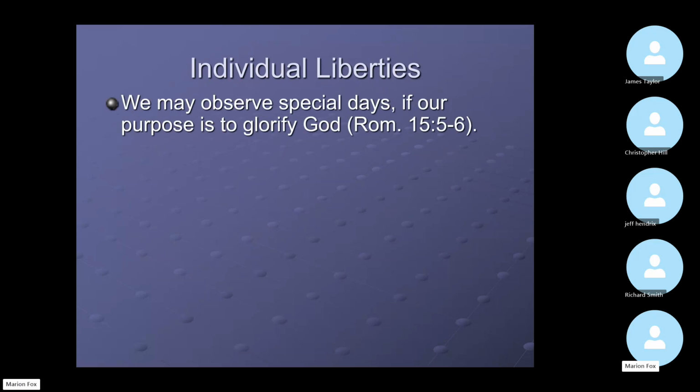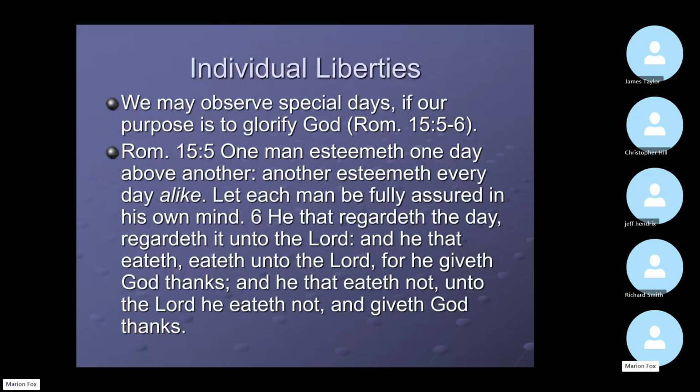We may observe special days if our purpose is to glorify God. I go to Romans 15, 5 and 6. One man esteemeth one day above another, another esteemeth every day alike. Let each man be fully assured in his own mind. He that regardeth the day regardeth it unto the Lord, and he that eateth, eateth unto the Lord, for he giveth God thanks; and he that eateth not, eateth not unto the Lord, and giveth God thanks.